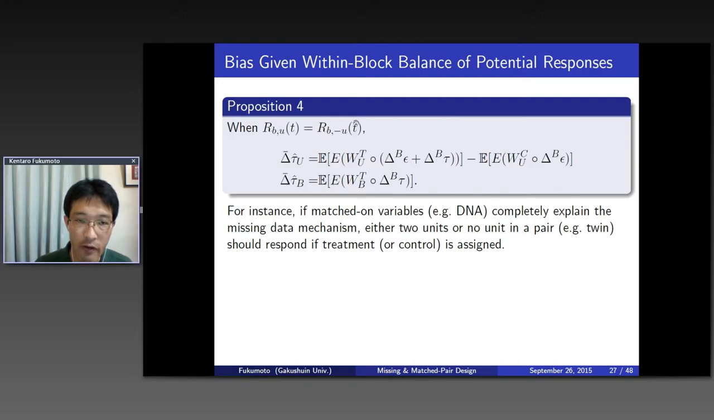The other case of interest is where the potential response is equal between the two units of the same block. In this case, not only the blockwise deletion estimator, but also the unitwise deletion estimator does not contain the within block error term or within block heterogeneity of treatment effects. For instance, if matched-on variables such as DNA completely explain the missing data mechanism, either two units or no units in a pair, such as twins, should respond whether treatment is assigned or control is assigned.